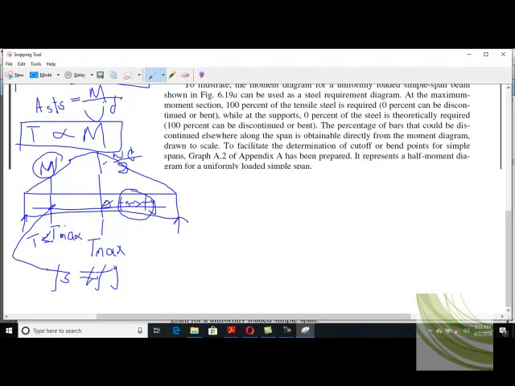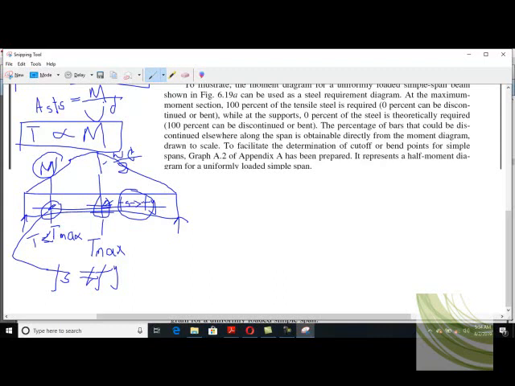Because the moment at this point is lower, and tension is directly proportional to bending moment. So if you are providing, for example, 4 bars there, and those 4 bars are yielding at this point because the moment is maximum, but the same 4 bars are continued to this point, you can't say that they will yield here. Why? Because the moment is lower.